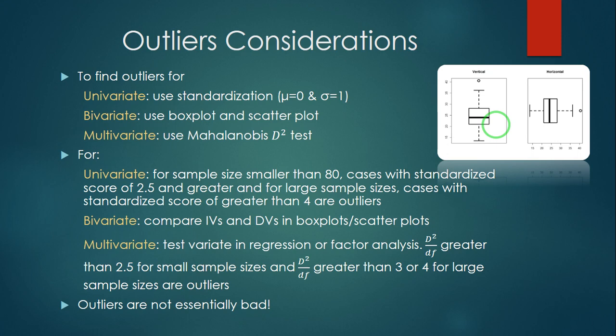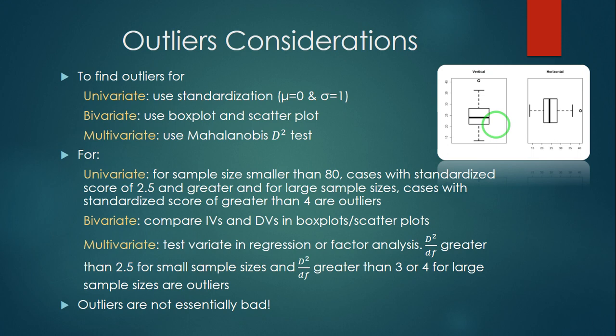And for the multivariate data analysis, we can test the variating regressional factor analysis. The amount of D squared divided by degrees of freedom greater than 2.5 for small sample sizes, and the amount greater than 3 or 4 for large sample sizes are considered as outliers.